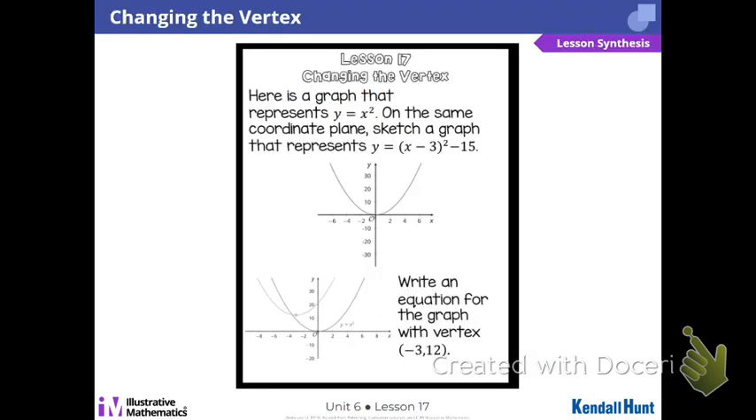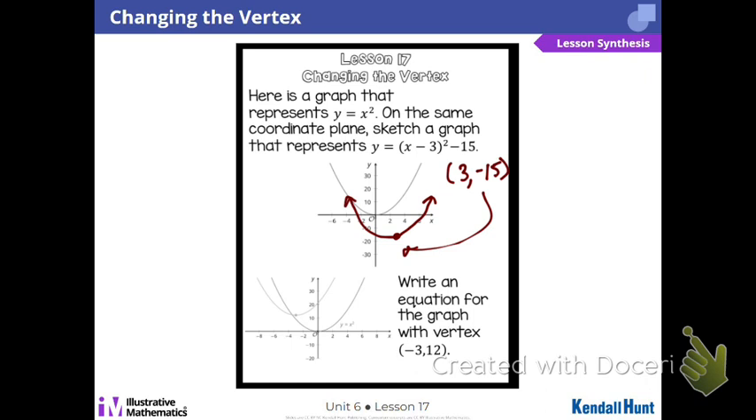So when I look at this function, it tells me my vertex is how many to the right or left? 3 to the right, and then 15 down. So 3 to the right, 15 down, and then we're just going to draw it as close as we can there. There it is. Because my vertex is 3, 15 according to vertex form.